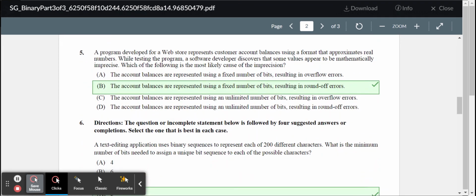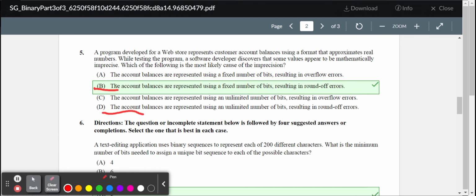A program developed for a web store represents customers' account balances using a formula that approximates real numbers. While testing the program, a software developer discovered that some values appear to be mathematically imprecise. Which is the most likely cause of the imprecision? Rounding error. Okay, so that's an instant one, but the question is, is it B or D?